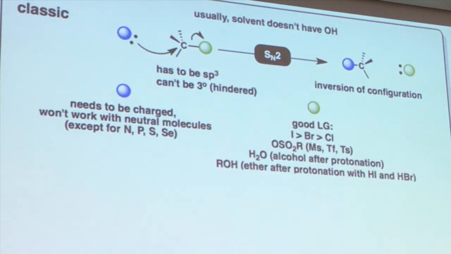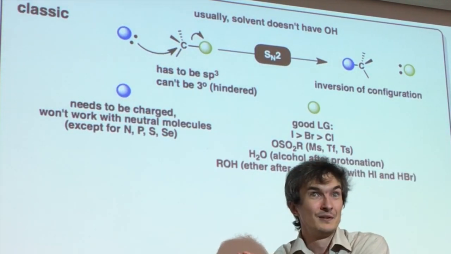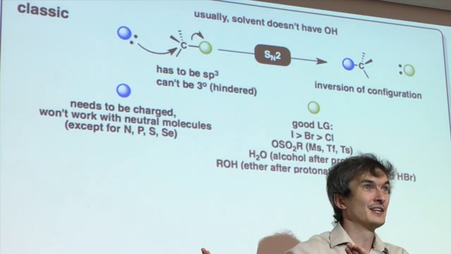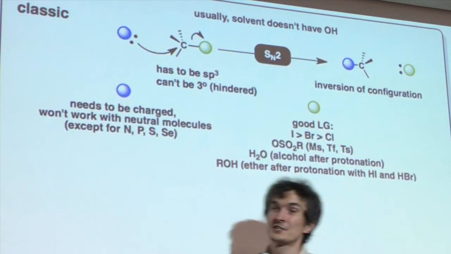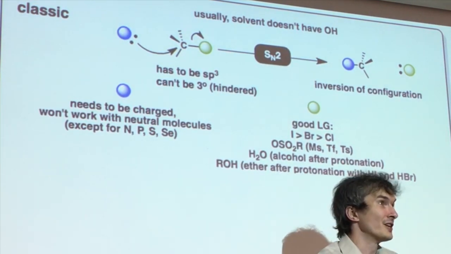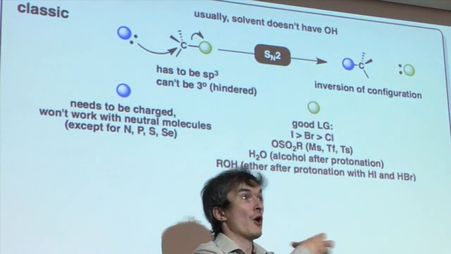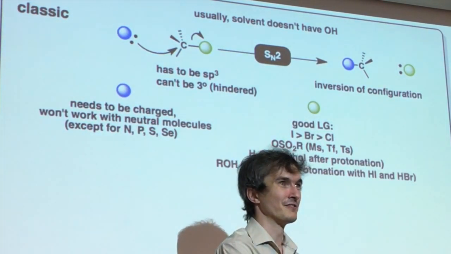What does it mean it has to be sp3? What's a different word for sp3? Tetrahedral, right? The carbon has to be tetrahedral. It cannot be at a double bond, it cannot be at a triple bond, it has to be a tetrahedral carbon. And yes, the blue ball has to be charged, so neutral water is just not strong enough to do SN2. But if you make it O-, like OH-, for example, yes, then it's strong enough.